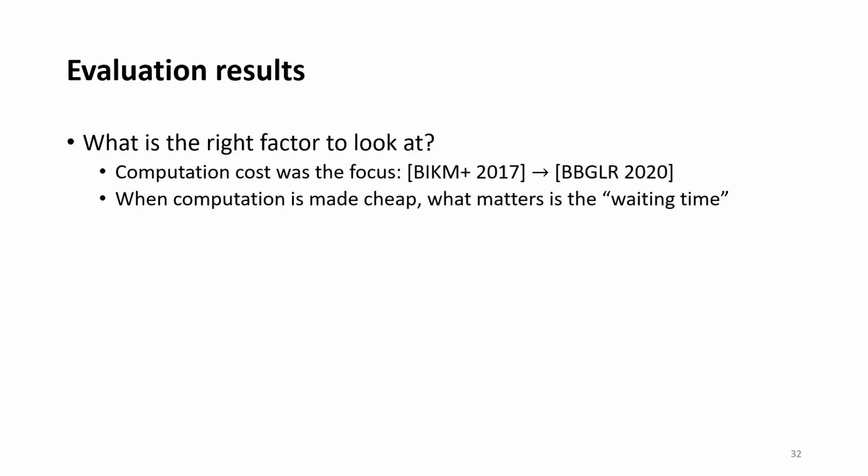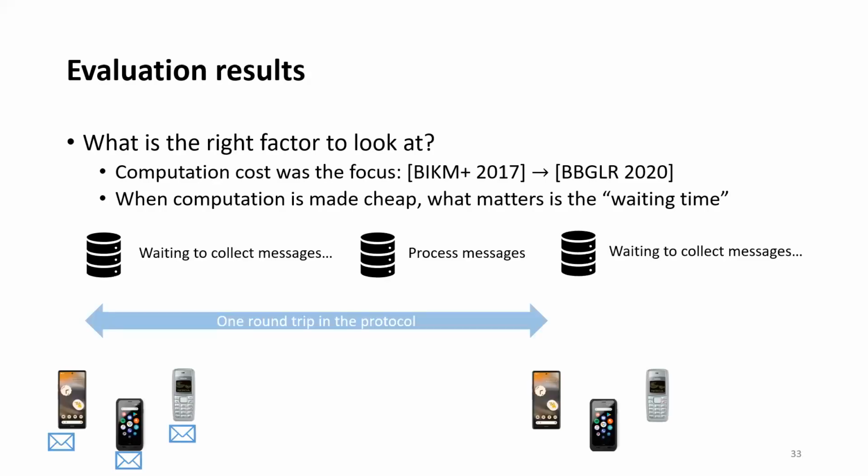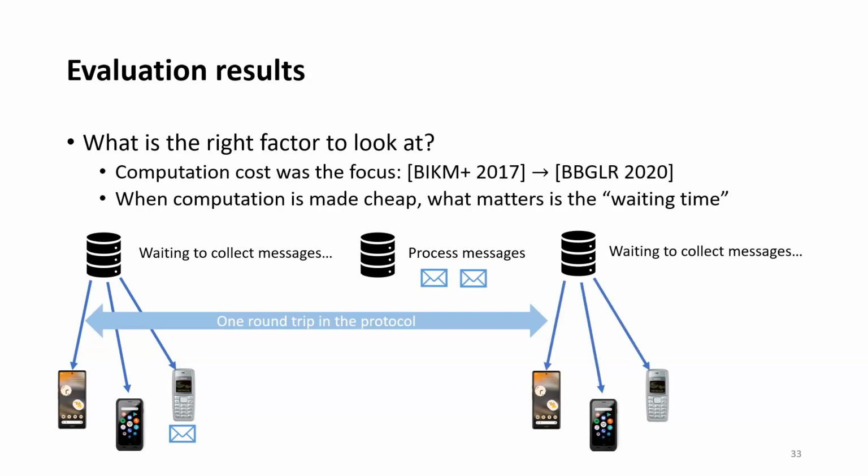So when server computation is made cheap, what actually matters is the round complexity. To see the reason, let's look at how the server and the client interact in the protocol. So the server will first contact the set of clients and ask them to send messages. Then it waits for a fixed amount of time until it receives a desired fraction of messages, say from 99% of clients. Then the server decides to proceed. Okay, so this is one round trip in the protocol. The server will contact the set of clients again and then start the next round trip. Because the time to process the messages, namely the server computation, is made quite small, what actually matters is the waiting time. So that's why round trips really matter here.